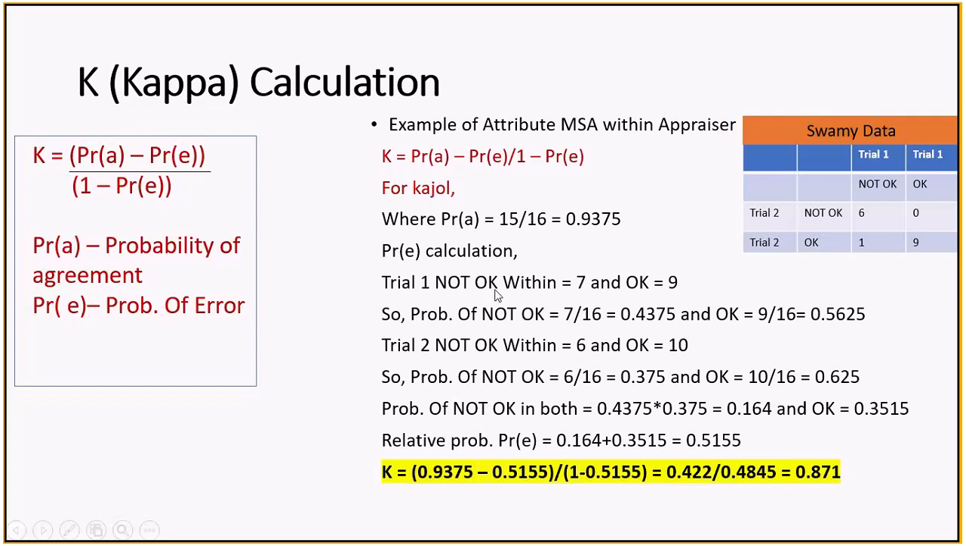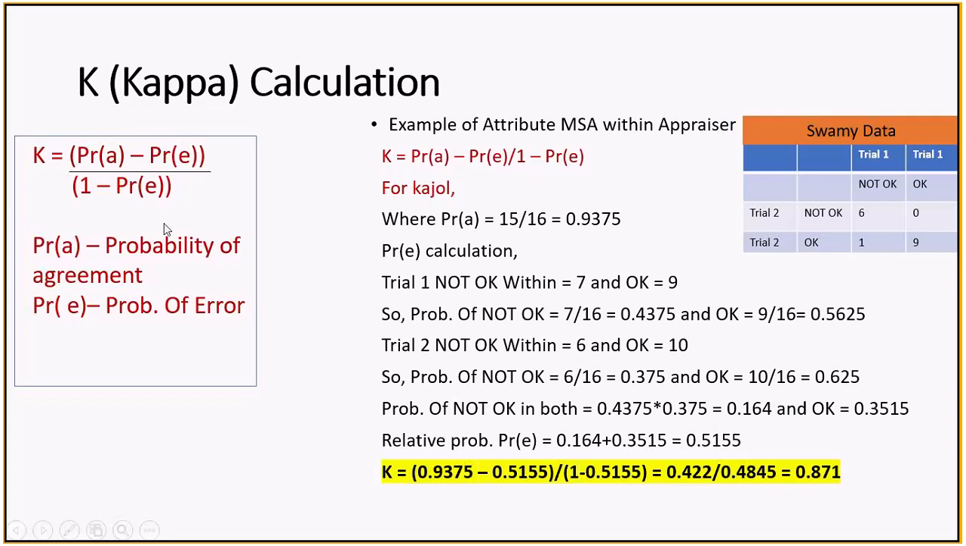So now the probability of not okay in both the trials, trial 1 and trial 2, is nothing but this multiplied by this. You will get 0.164, and the probability of okay in both the trials is nothing but the multiplication of these two. When you multiply, you will get 0.3515. Now the total probability of errors. What is the meaning of error? Please understand. When I'm saying okay in the first trial but not okay in the second trial, this is called error, right? So I have checked the probability of not okay, I have checked the probability of okay, and then the relative probability will be the sum of these two, right? So the sum of these two is 0.5155.